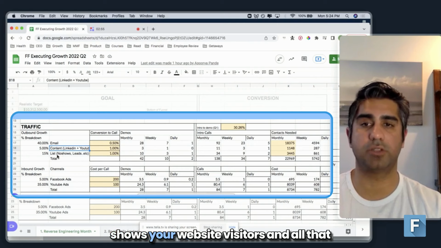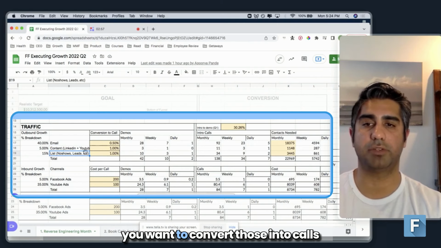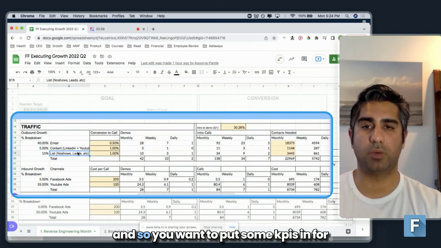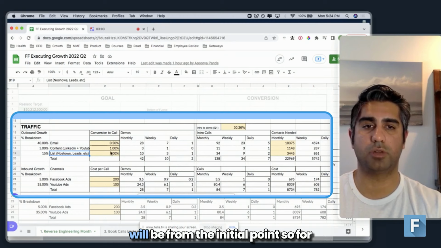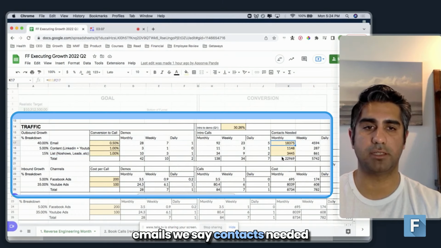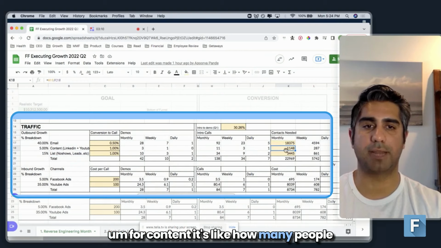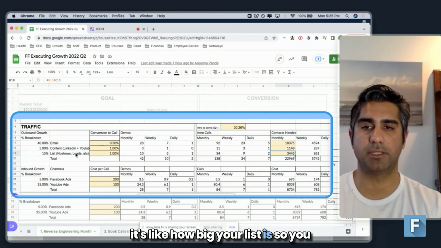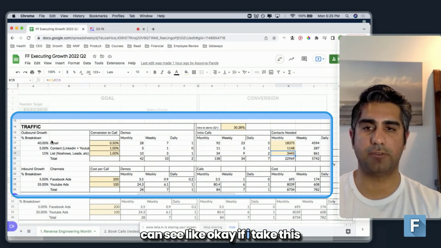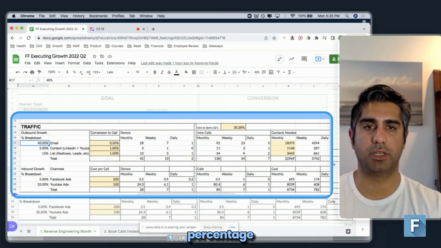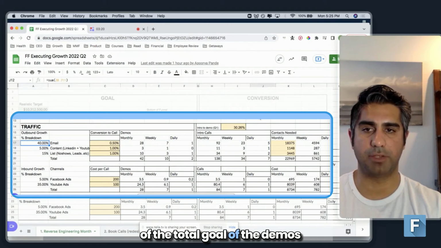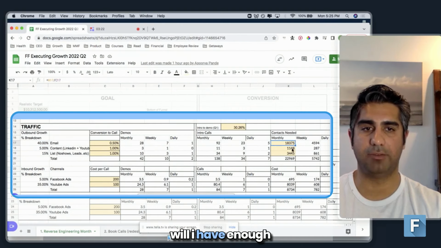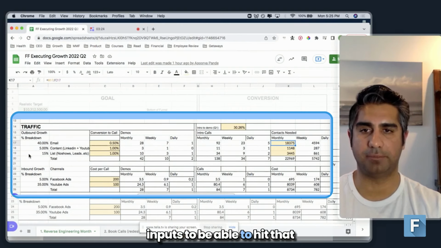So all your leads, your no-shows, your website visitors, all of that, you want to be able to convert those into calls. And so you want to put some KPIs in for what the conversion to a call will be from the initial point. So for emails, we say contacts needed. For content, it's like how many people will view your content. And for lists, it's like how big your list is. So you can see, okay, if I take this percentage of the total goal of the demos, will I have enough inputs to be able to hit that?